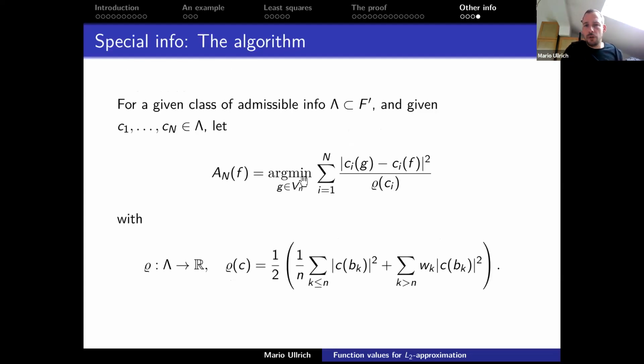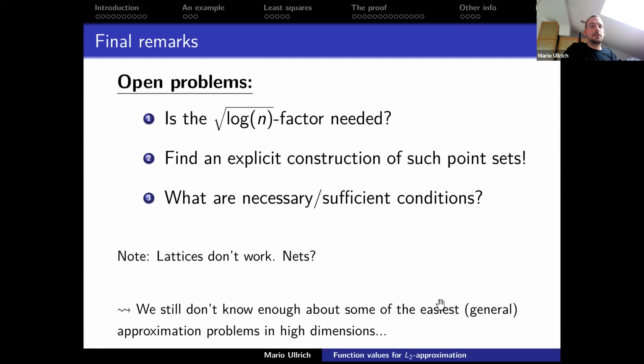Okay, yeah, again, algorithm is just least squares based on the given information. Yeah, C is no information. And the density is again like that. And so nothing new happens here. Okay, yeah, so what are the open problems and the final remarks of my talk? First of all, is this log n factor needed? Unfortunately, I haven't talked that much about this part, so it's hard for you to guess why it could be there and why not. But the last two are most likely interesting for you.